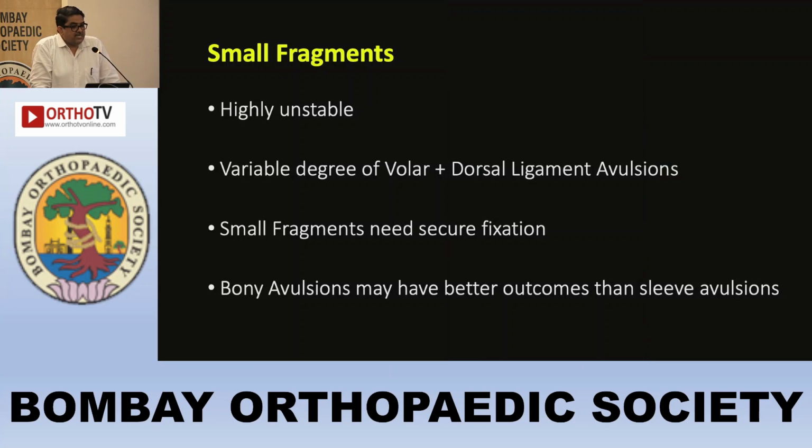So small fragments, they're highly unstable. They cannot be left alone, however innocuous they look. There will always be a variable degree of volar plus dorsal injury. It's almost never alone. They require very, very secure fixation. They cannot be just pushed in place and left there because there's a strong ligament attached to it. With movement, those are going to get avulsed again. And bony avulsions, like a large bone-to-bone healing, will always give you better outcomes in terms of range of movement as compared to pure ligamentous avulsion, which you tend to immobilize for a longer period of time because of their slower healing. Thank you very much.